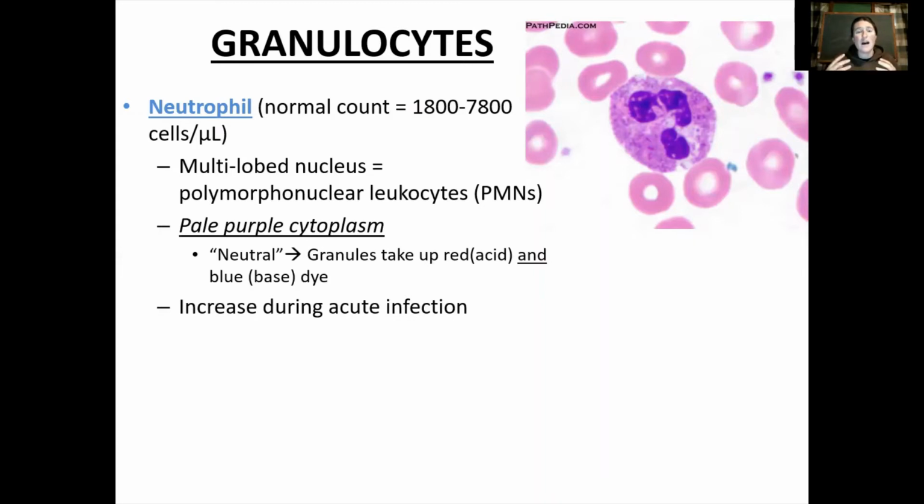Okay, so the neutrophils are also sometimes called PMNs, so the polymorphonuclear leukocytes. Oh my gosh, what is that? Well, poly means many, morpho means shape, many shapes of the nucleus. Okay, and of course they're leukocytes, which means the white cells.